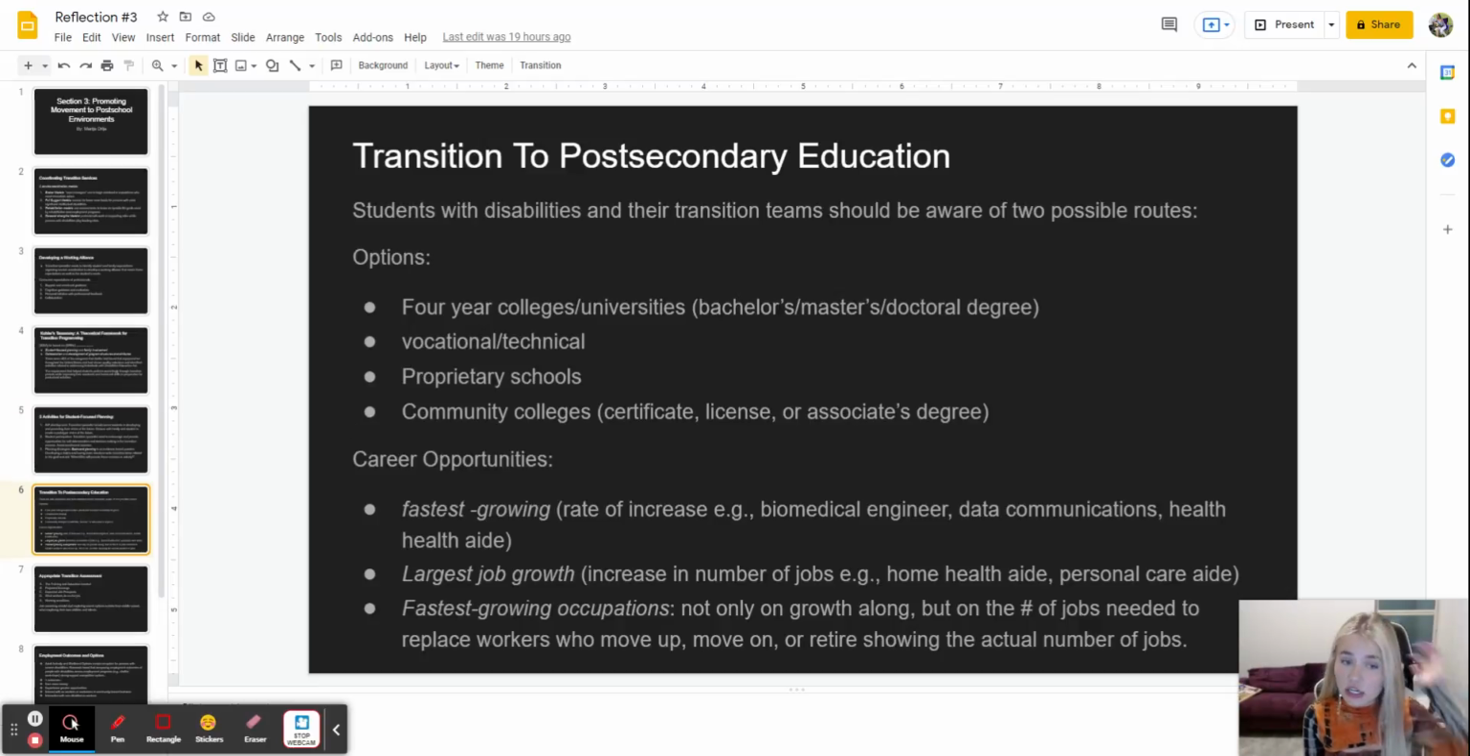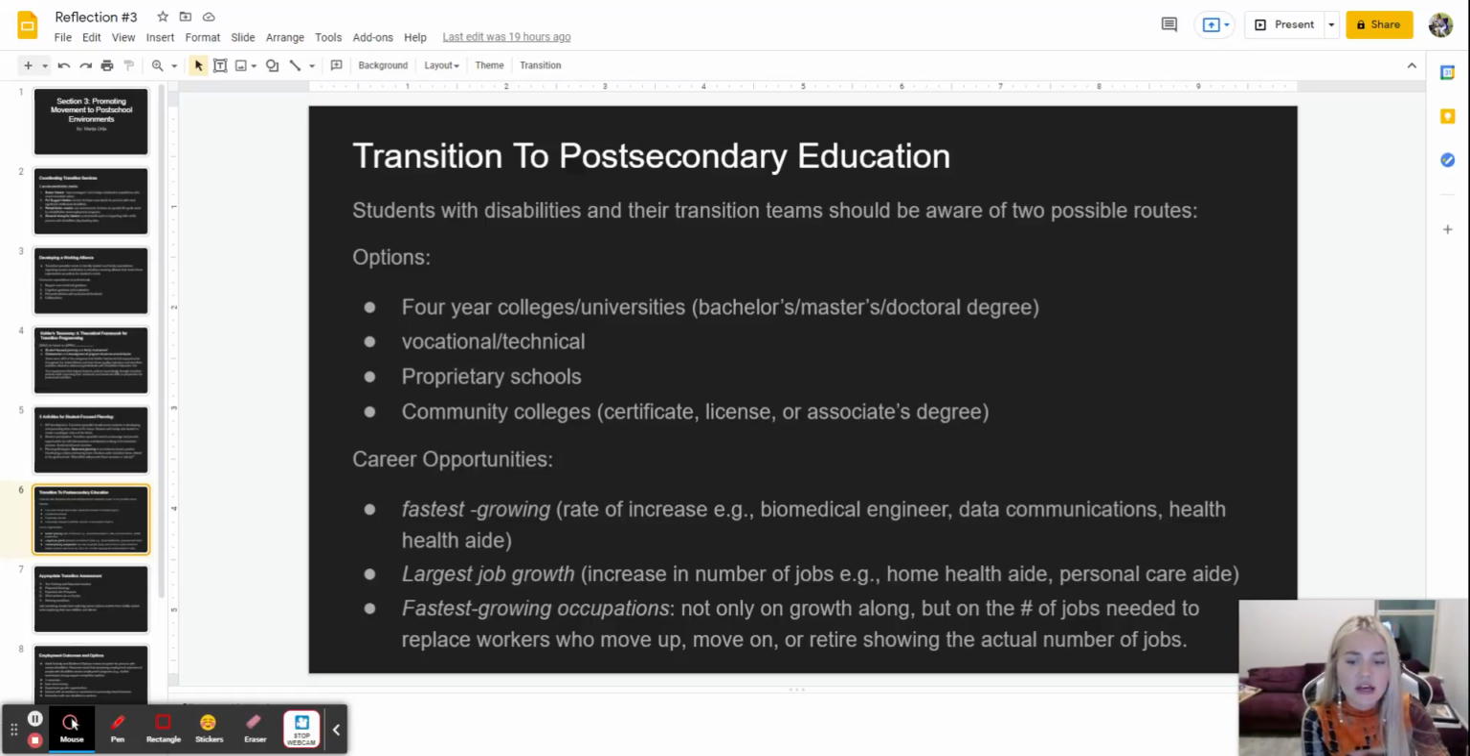Transition to post-secondary education. Students with disabilities and their transition teams should be aware of two possible routes. Options and career opportunities. Options are four-year colleges, universities, vocational technical, proprietary schools, community colleges, which provide certificate, license, or associate's degrees. Career opportunities are fastest growing rates. You need to look at those.